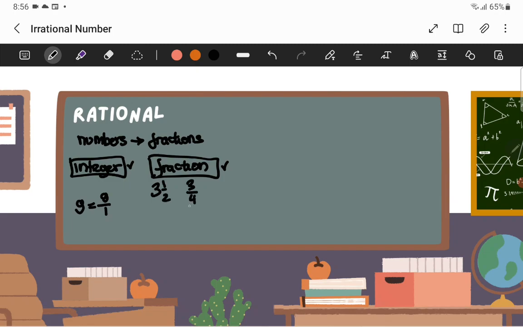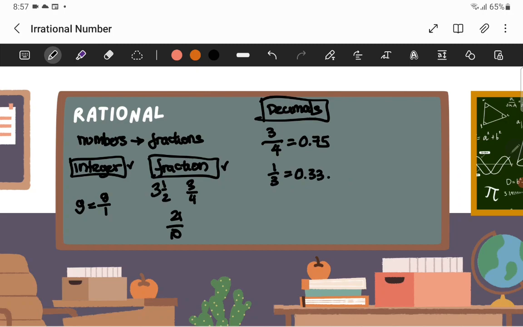3 1/2, 3/4, and 21/10. How about the decimals? Only decimals that come from a fraction, or only decimals that can be converted into a fraction, can be called a rational number. So we need to understand the two characteristics of decimals that can be categorized as rational. The two characteristics, okay? 3/4 will give you 0.75. 1/3 will give you 0.33, and so on.